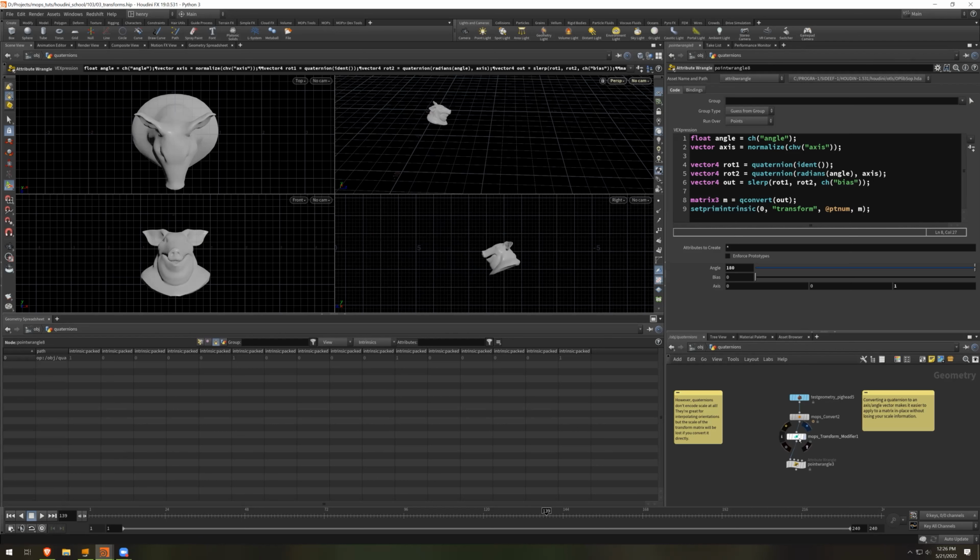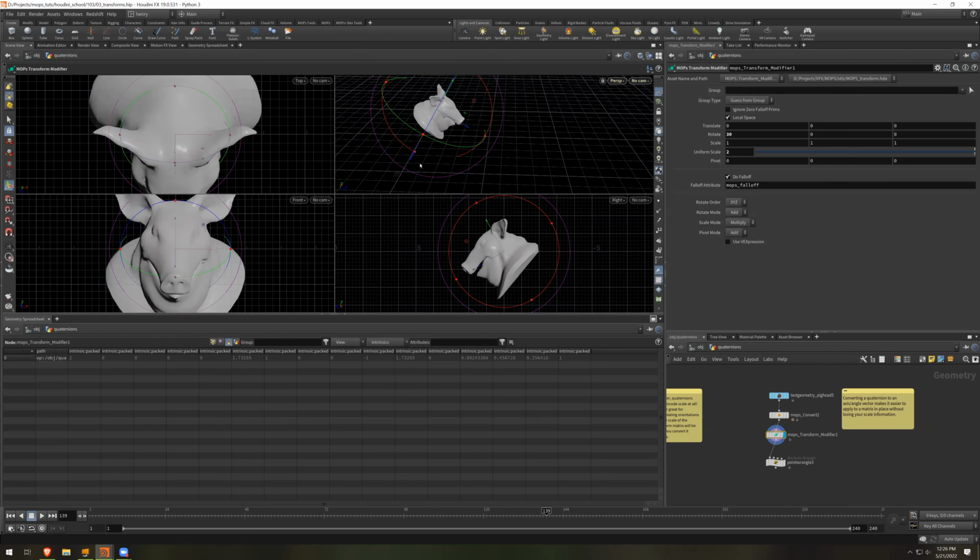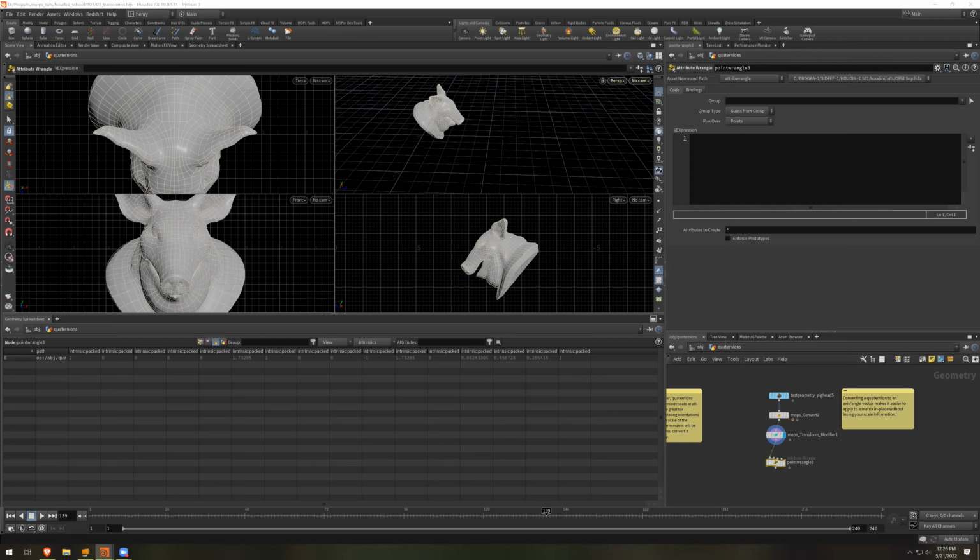is, going all the way to the last example here, we've got our pig head, he's scaled up and we've got a 30-degree rotation on him. What we want to do for this last example is apply an additional rotation on top of that. So what we're going to do at the beginning is roughly the same as what we have been doing. I'm going to define an angle, so float angle. I'm going to define an axis, normalize chv axis.